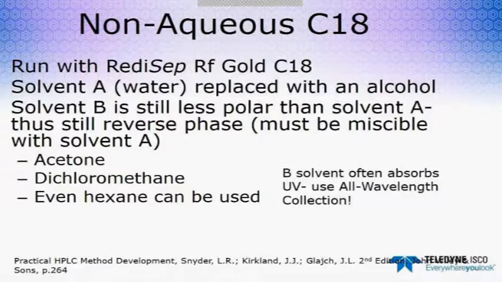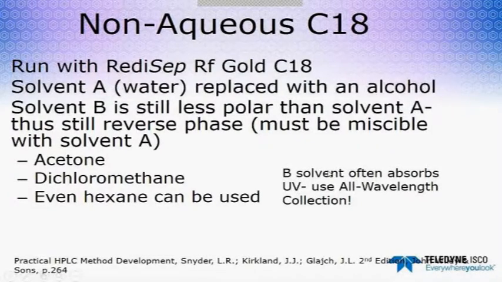What I'd like to discuss is non-aqueous C18. Use a RediSep RF gold C18. The water is replaced with an alcohol. You can use acetonitrile. Solvent B is a less polar solvent, such as dichloromethane. It's less polar than solvent A, and so it's still reverse phase. It must be miscible. Useful solvents include acetone and dichloromethane. And in extreme cases, you can even use hexane.